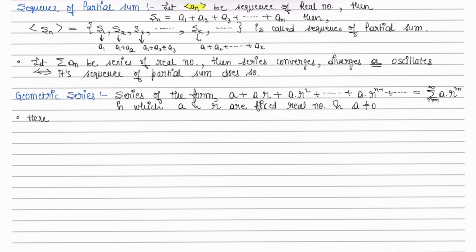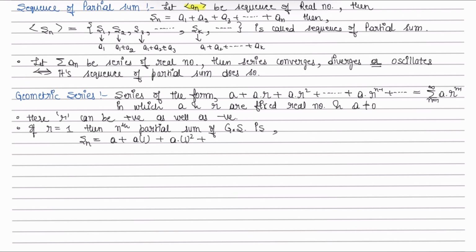Note that here the value of R can be positive as well as negative, and if the value of R is equal to 1, then the nth partial sum of the geometric series is Sn equals A plus A into 1, because the value of R is 1, A into 1 square, so on to A into 1 to the power n minus 1. This is nothing but n times A.